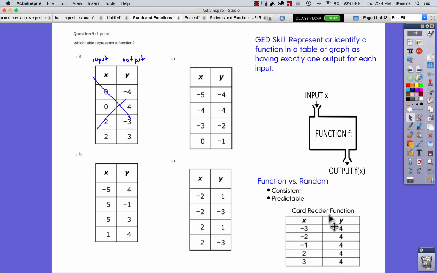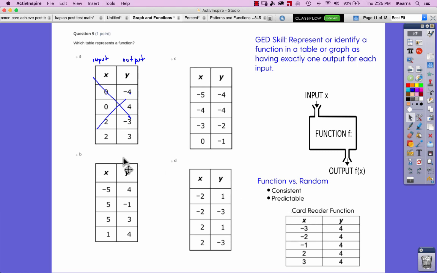So I called this a card reader function. So card readers, lots of schools, students have badges and the badges open the door, right? And so you have a bunch of unique students. That's the input. They all have a unique badge. And if the badge works, they all do the same thing. They all open the door. So this is a function.